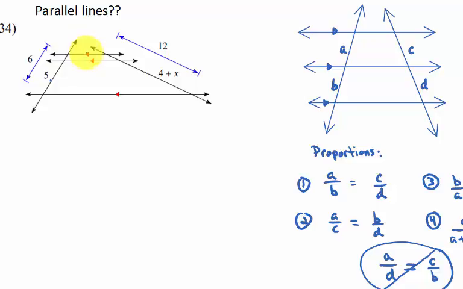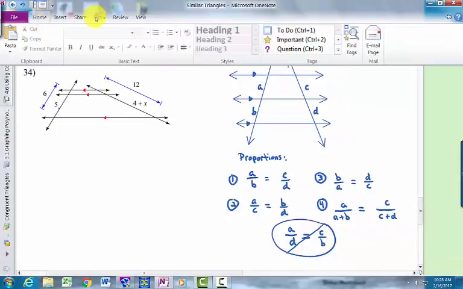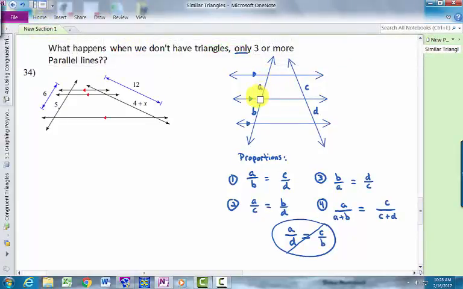If you have 3 or more parallel lines, which we do, and when I say 3 or more, meaning you don't have any triangles there or anything like that, all we have is just parallel lines. So I've drawn 3 parallel lines over here, and then I've labeled these little side lengths. From here down to here is A. This distance from here to here is B, and then up here is C, and then right there is D.